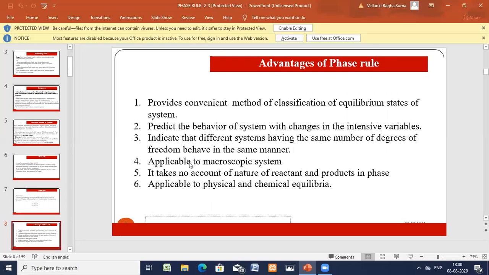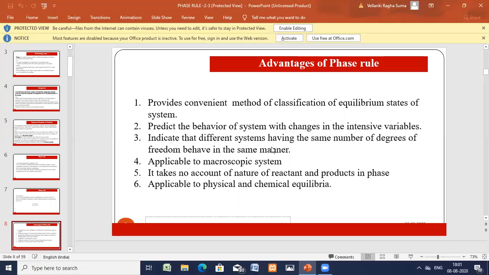It provides a convenient method to classify equilibrium states of a system. Liquid, gaseous state, solid state, all the equilibria of the systems can be explained using this phase rule. You can predict the behavior of a system with temperature, pressure, and composition, that is, with changes in intensive variables.